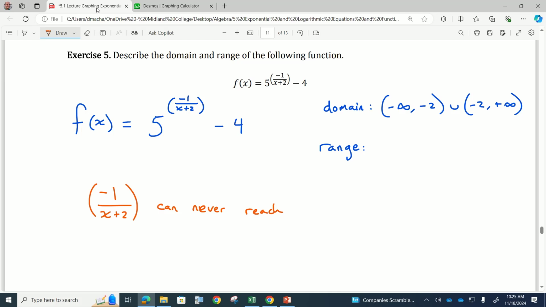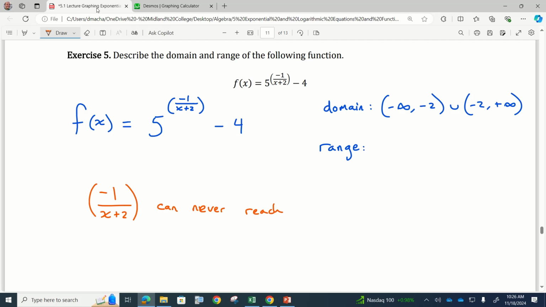I could make this reach -2 if I made this x equals -1.5, right? X equals -1.5 plus 2 would be a half, and -1 divided by half would be -2. But this value, no matter what I choose for x, can never ever be 0.